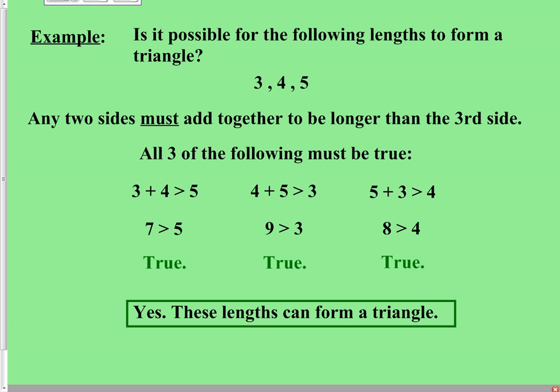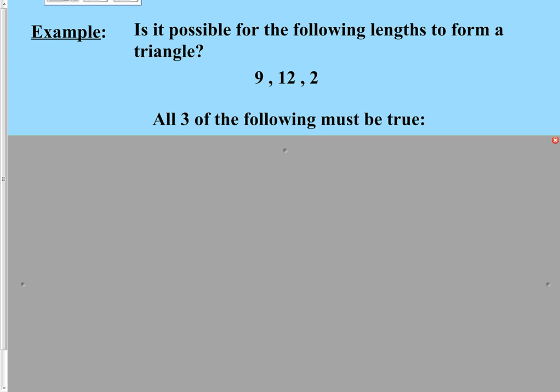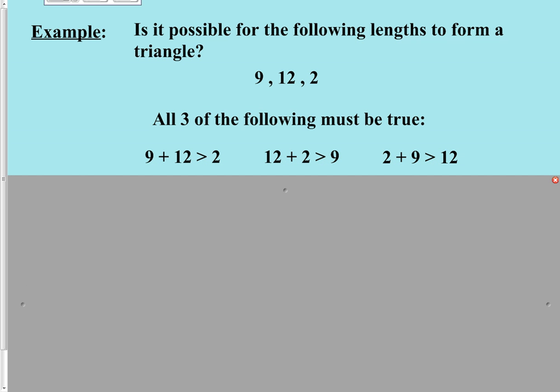All right, another example on the flip side of this. Again, same question, so you can probably get away without writing the question down again, but here are some new lengths, 9, 12, and 2. Well, the same situation is going to be true. All of the following must work. We must be able to add together 9 and 12, which must be greater than 2. We must be able to add together 12 and 2, which must be greater than 9. And we must be able to add 2 and 9, which must be greater than 12.